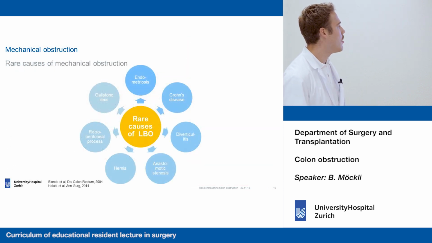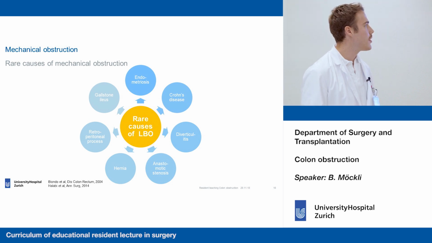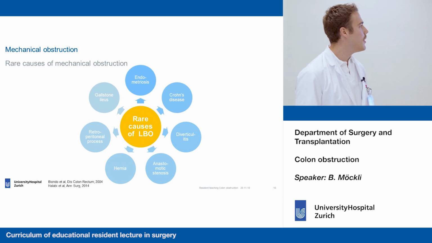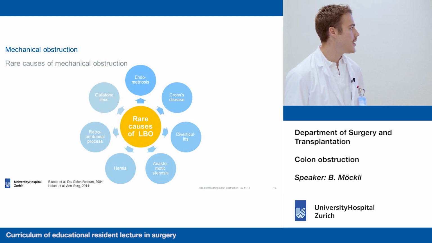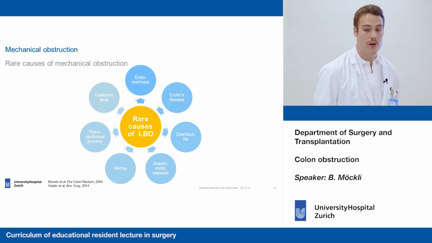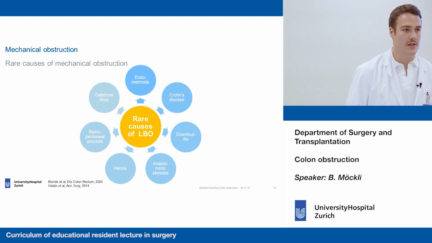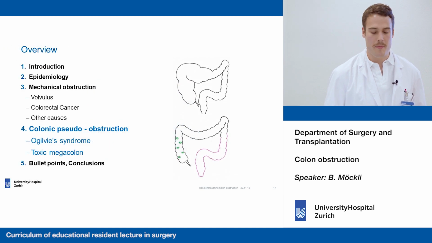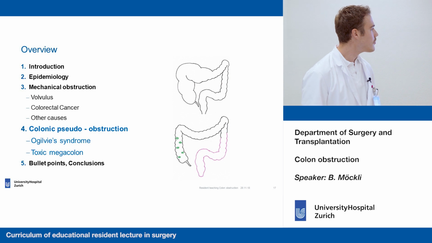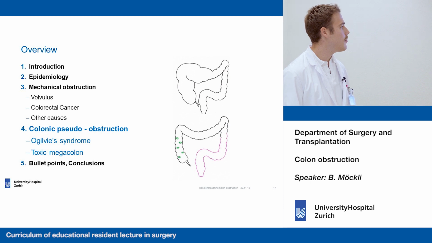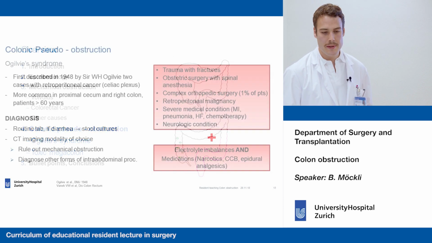Next, I'll just quickly go over some other causes of mechanical colorectal obstruction. These can be very different, a myriad of different causes. It can be endometriosis, Crohn's disease, diverticulitis, which is actually the most common of all the other causes, anastomotic stenosis, hernia, retroperitoneal processes or malignancies, and also gallstone ileus, with a few case reports reporting this as a possible cause.